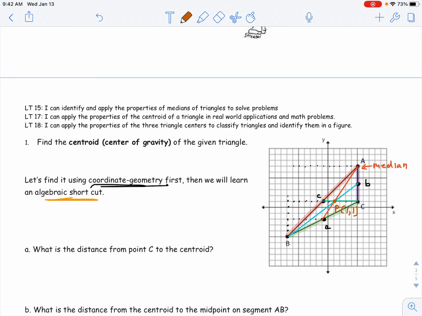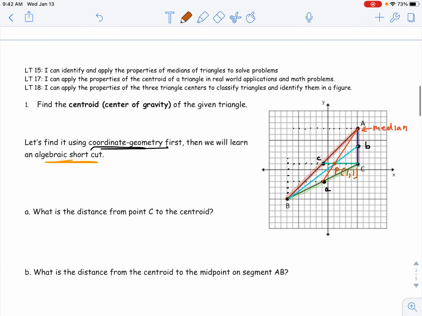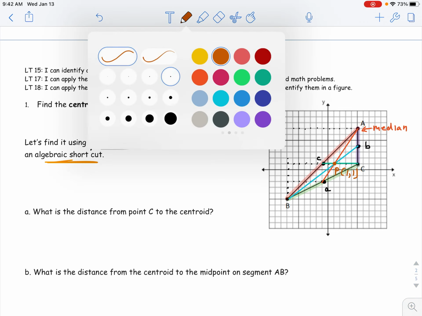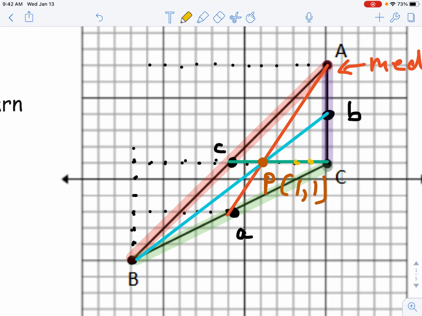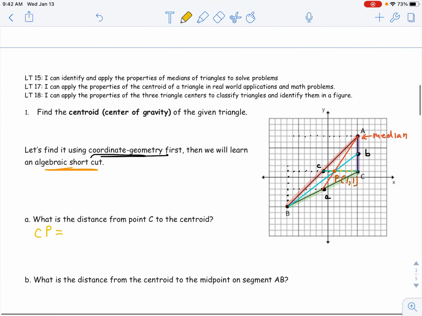So what is the distance from C to the centroid? So basically this is saying what's the distance from C to P, the centroid. And we can just go ahead and count 1, 2, 3, 4. CP equals 4.